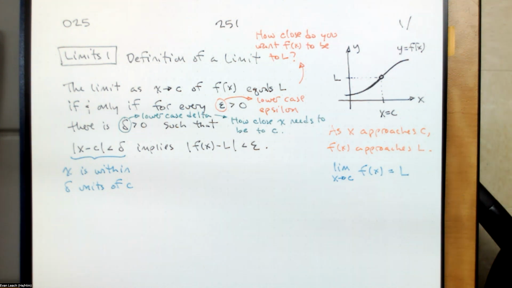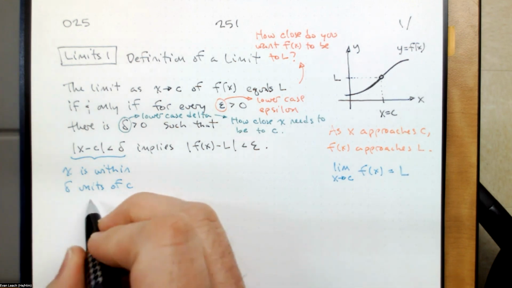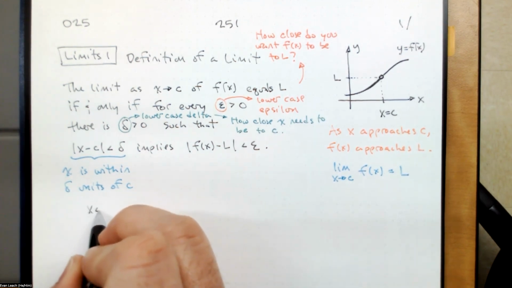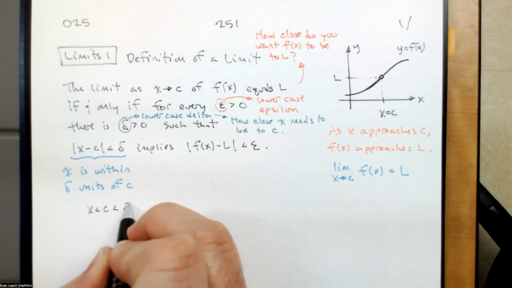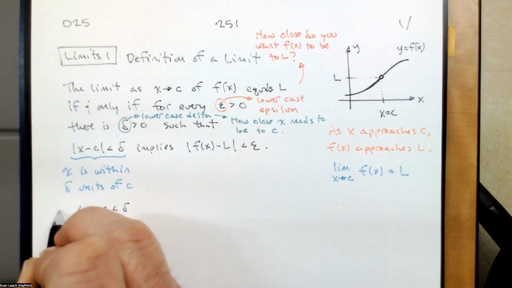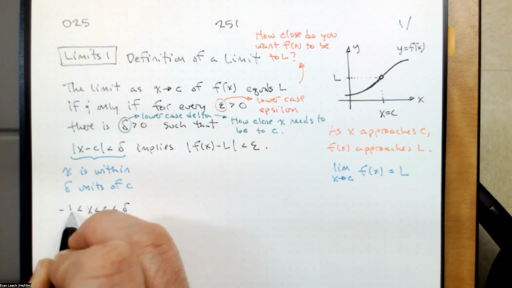If it's been a while since you've done absolute value inequalities, the way to undo the absolute value inequality is to say that x minus C is less than delta, but greater than negative delta.